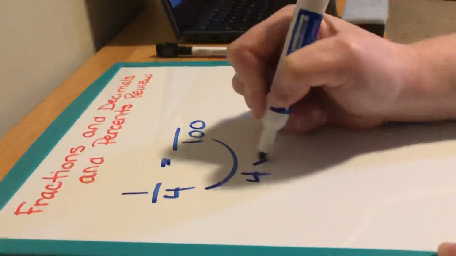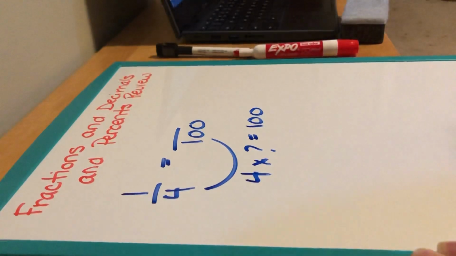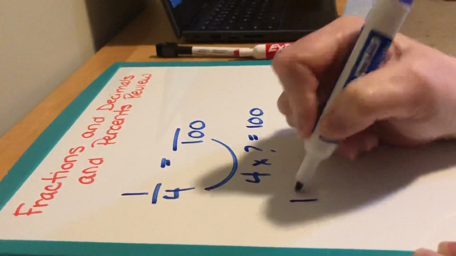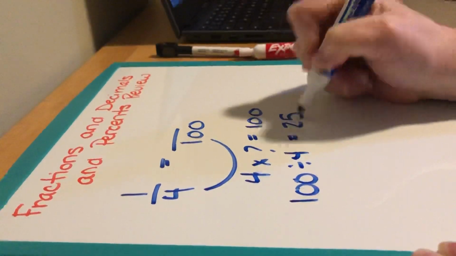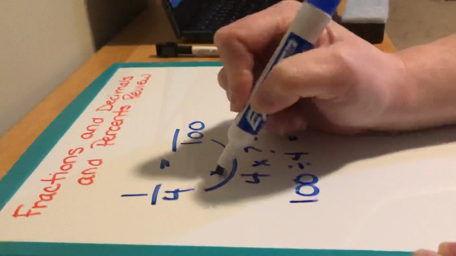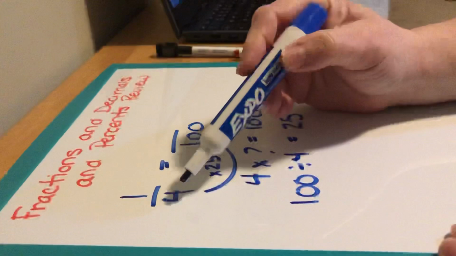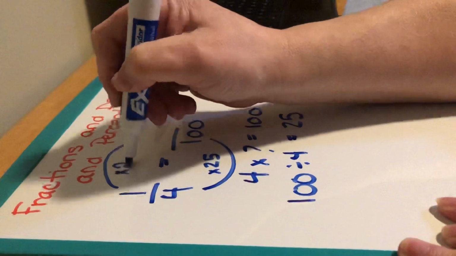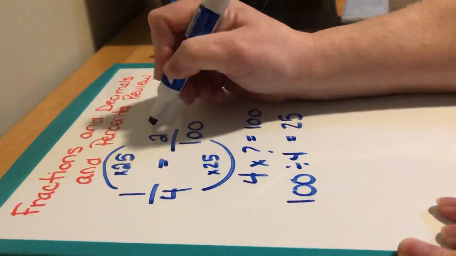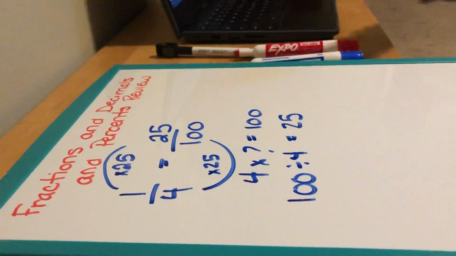4 times something is going to get me 100. If I do division and I switch the equation around and make 100 divided by 4, that's going to get me 25. And that's the number that I'm going to put here. Because my number is getting bigger, I'm going to multiply. What I do to the bottom, I need to do to the top. So if 4 times 25 equals 100, then I'm going to multiply the top also by 25 to get myself my equivalent fraction with a base now of 100.